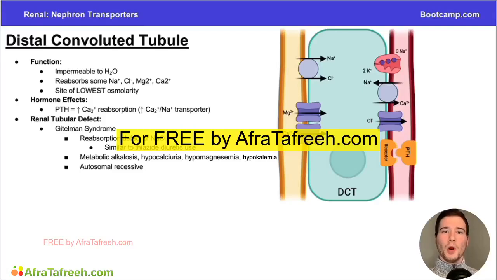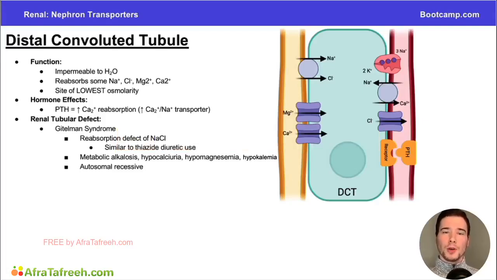Hey everybody, welcome back for part 3 of our nephron transporter chapter. So now we're going to talk about the third part of the nephron, which is the distal convoluted tubule. As you remember, first we talked about stuff is filtered at the glomerulus, then it goes to the PCT, then the loop of Henle, and now we're at the distal convoluted tubule.